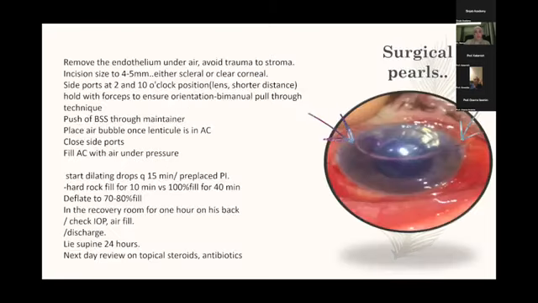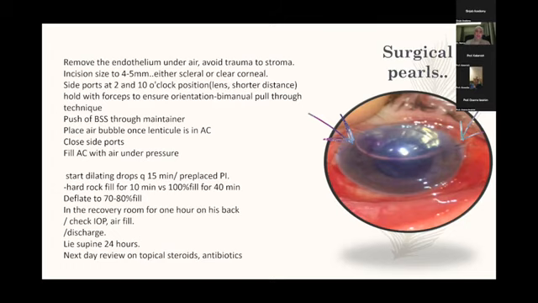Now, some pearls and tips. It's very important to remove the endothelium under air and not to use viscoelastic, because that will interfere with the attachment. Avoid trauma to the stroma, and I've seen many people try just to score the stroma. There was a saying that if you score the stroma, you allow a rough surface for the endothelial side to attach, and I don't do that, and I avoid it because you will end up causing some scar. It's important to make the incision size between 4 and 5 to avoid crushing of the tissue.